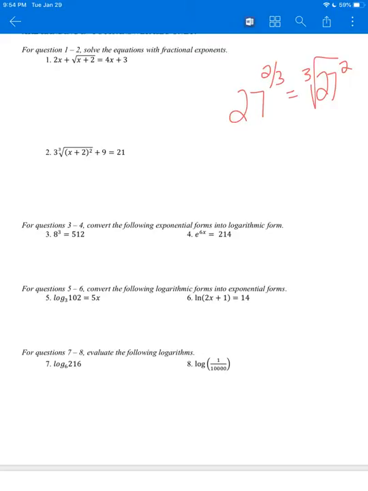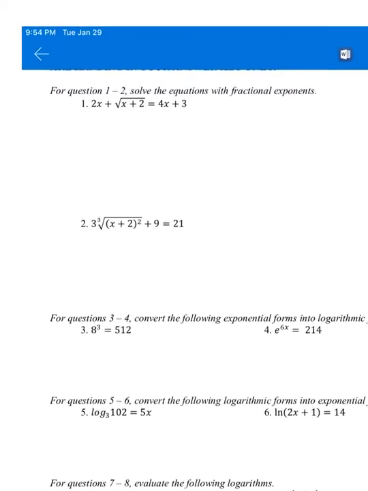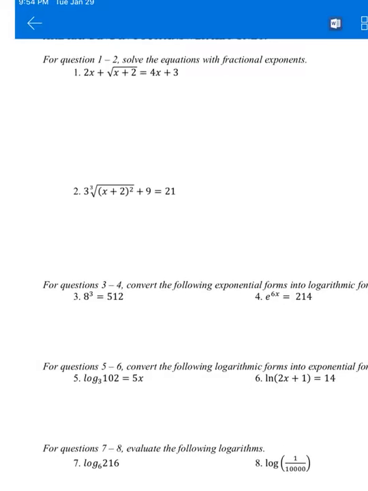Okay, so for the first one, you want to first isolate the radical. So for number 1, you're going to subtract the 2x over. So this is going to be the square root of x plus 2 equals 2x plus 3 after I subtracted that 2x over. Now to get rid of the square root, because the square root is really an exponent of 1 over 2, to get rid of that, you're going to square both sides.